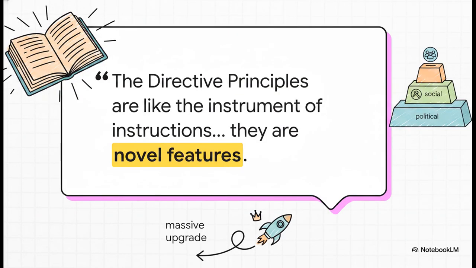To really wrap our heads around this, let's look at how Dr. B.R. Ambedkar, the father of the Constitution himself, described them. He famously called these directives novel features of the Constitution. He directly compared them to that old colonial-era Instrument of Instructions we just talked about, but he made it clear this was a massive upgrade. We aren't talking about boring administrative rules anymore. This was a full-blown economic, social, and political program for a modern democracy.